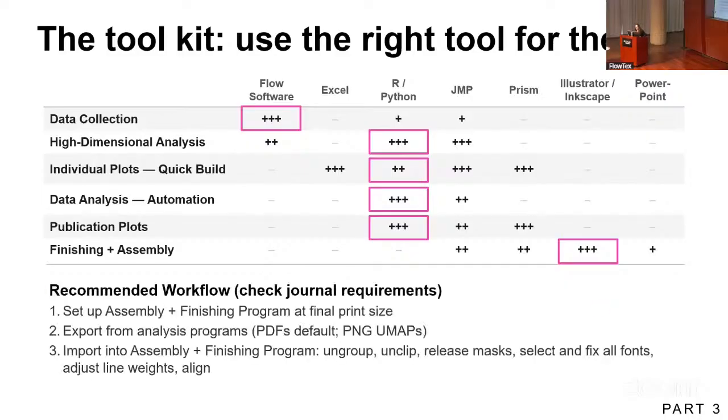So my recommended workflow: first, check journal requirements, set up your assembly and finishing program, like the layout based on the final print size that the journal says. Export your plots from the analysis program, PDFs as a default, PNG for things like UMAPs, and then import those into the finishing program, ungroup, unclip, release masks, select and fix fonts, adjust line weights, and align. In Adobe, you can actually select all fonts at the same time, change them all at once, change the sizes all at once. It's just very efficient once you figure out how to use it.